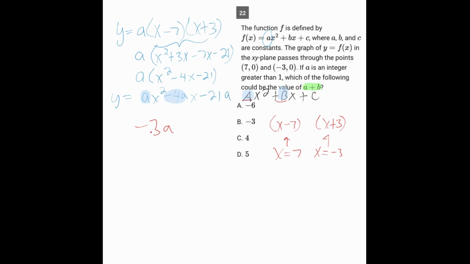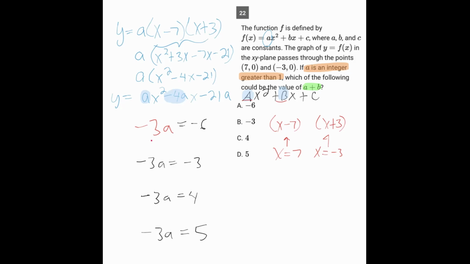Now, what are the rules of what we're doing? We're simply being told that a must be some integer that is greater than 1. So the question is asking us, which of these four answer choices can we set this equal to? Can we set it equal to -6, like answer choice A? Can we set it equal to -3? Can we set it equal to 4? Or, last but not least, 5.